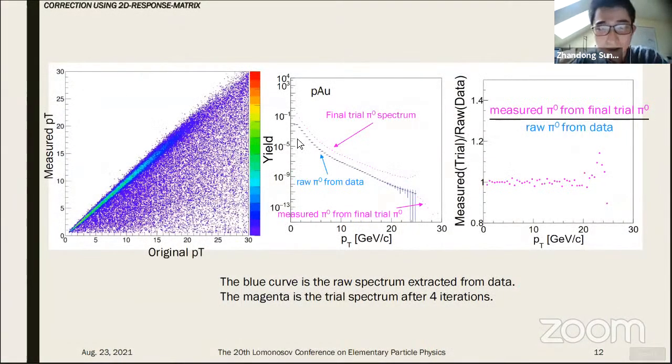And these are some plots from this analysis. On the left-hand side, this is the 2D response matrix. In the middle, on the top, we have the final trial pi0 spectrum. After the measurement, the measured pi0 is the magenta points, and they are behind the blue histogram, which is the raw pi0 from data, making the ratio. It has some fluctuation, but it seems good now.